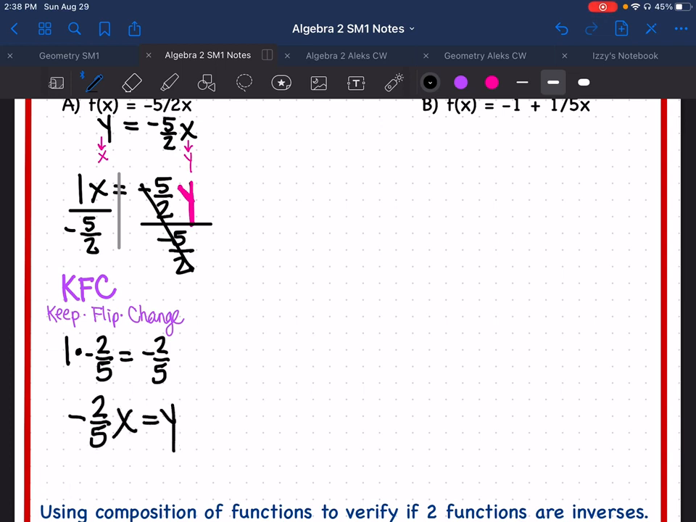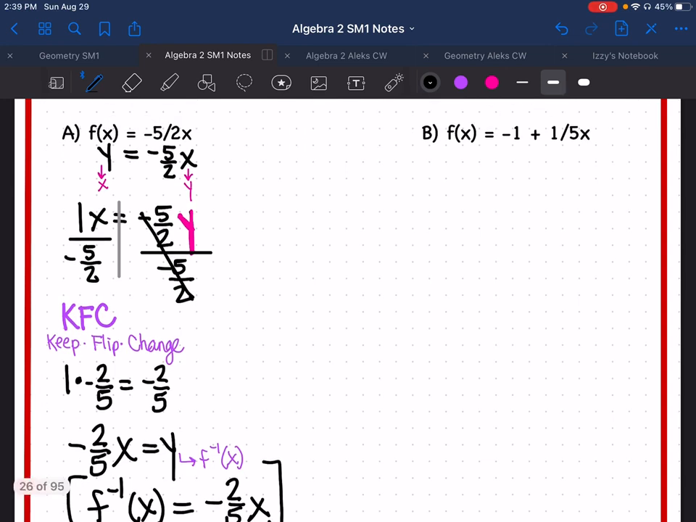Remember, the last thing you want to do is change this y to your function notation, which is the f of negative 1 of x. So you would write f negative 1 of x equals negative 2/5 x. There's our inverse.